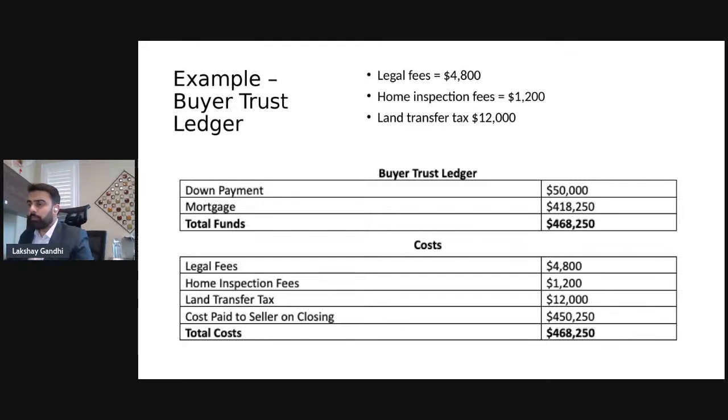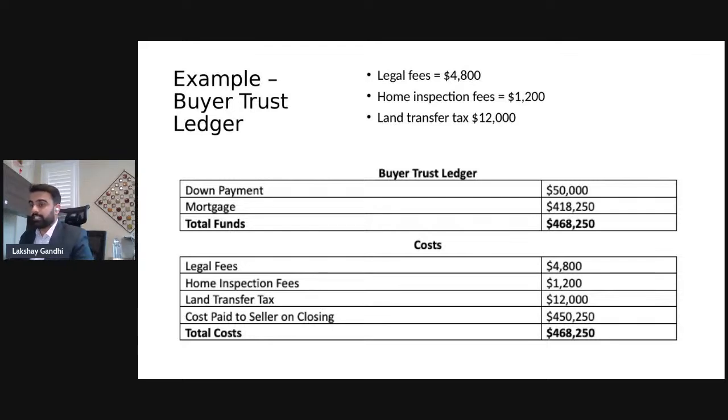So coming back to this example, the buyer trust ledger would basically have a $50,000 down payment and a mortgage of $418,000. So total funds needed to close this transaction is $468,000. And if you want to look at the breakdown, the cost paid to the seller is actually only $450,000. The remainder of the cost is associated with additional costs, which is legal fees, home inspection fees, and land transfer tax, which does not technically go to the seller. It actually goes to the government and the lawyer to successfully close this transaction.